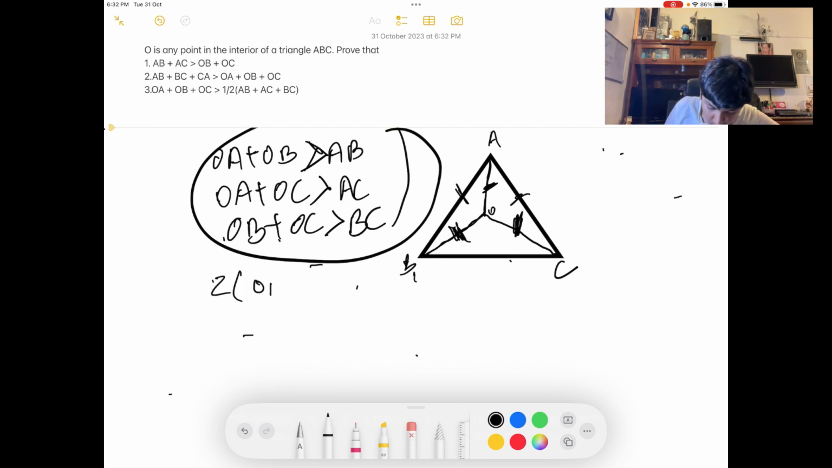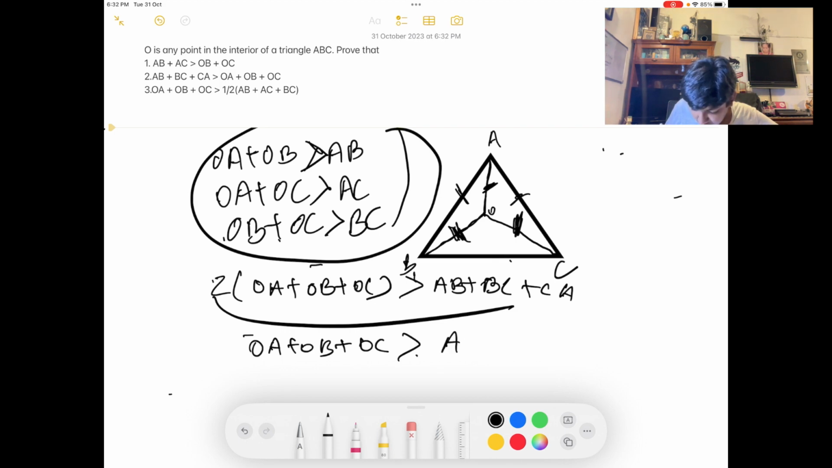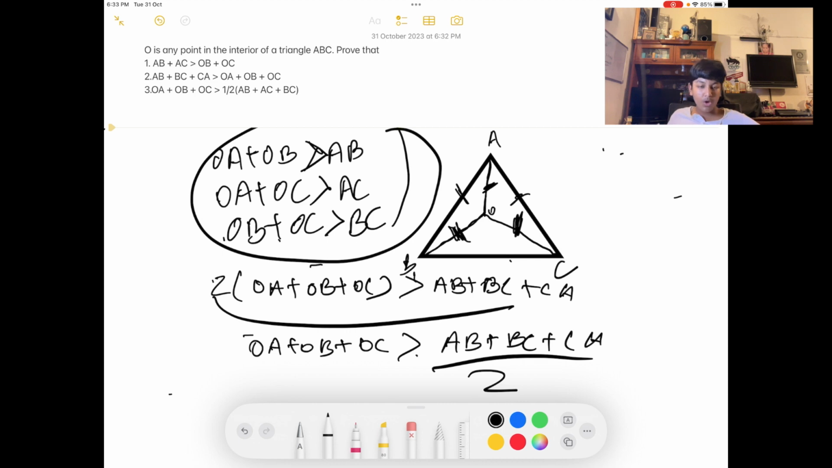We get 2 times OA plus OB plus OC is greater than AB plus BC plus CA. And if we take this 2 to this side, we are going to get OA plus OB plus OC is greater than AB plus BC plus CA divided by 2, right?